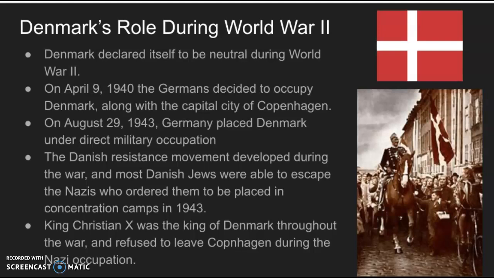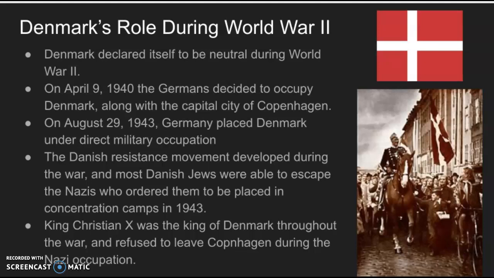Denmark declared itself to be neutral during World War II, but on April 9th, 1940, the Germans decided to occupy Denmark along with the capital city of Copenhagen. On August 29th, 1943, Germany placed Denmark under direct military occupation. The Danish Resistance movement developed during the war, and most Danish Jews were actually able to escape with help from the resistance movement and their neighbors. And that happened around 1943 when the Nazis ordered Danish Jews to be placed in concentration camps.